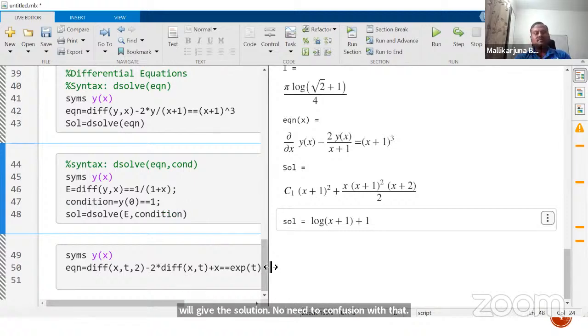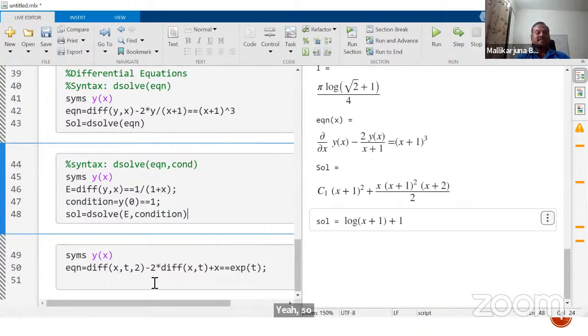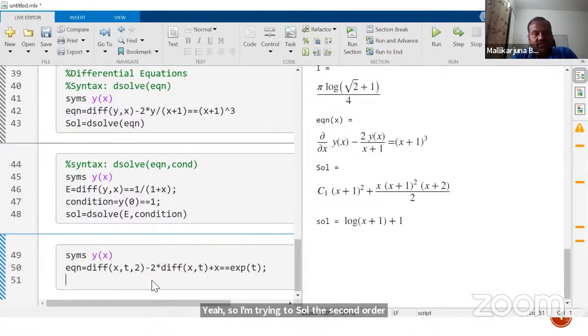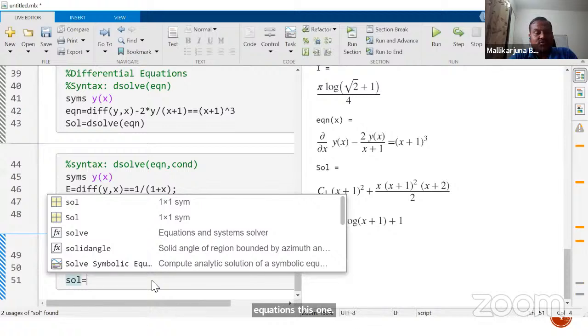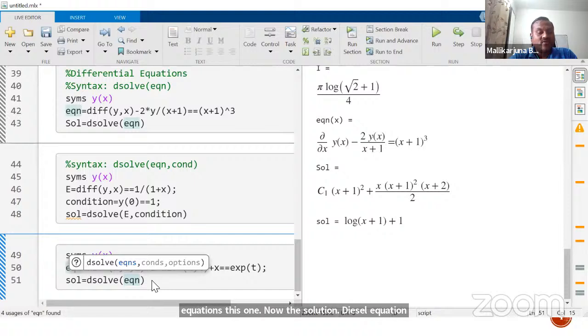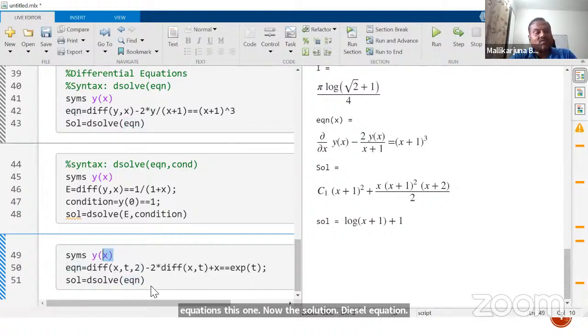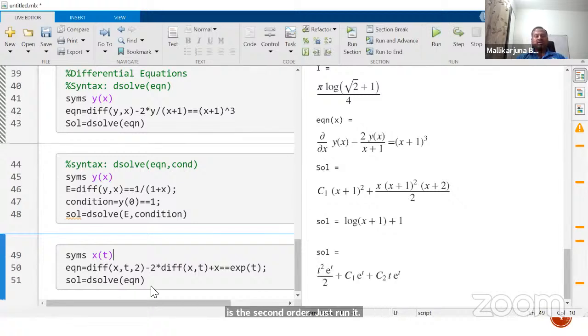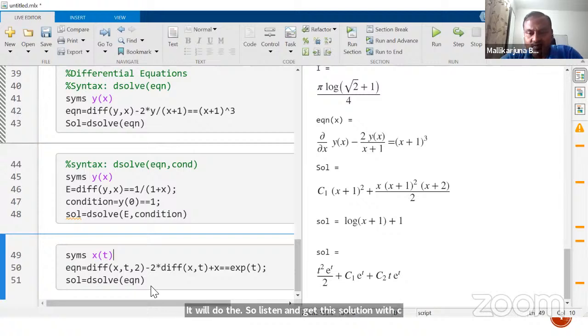So I'm trying to solve the second order differential equation, this one. Now the solution, dsolve equation. It won't give the solution here because the differential equation is x in terms of t. The solution of this differential equation is x in terms of t. This is second order. Just run it. It will give the solution with C1 and C2, arbitrary constants C1 and C2.